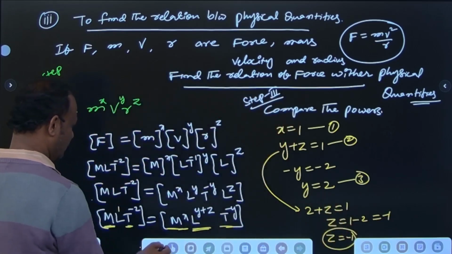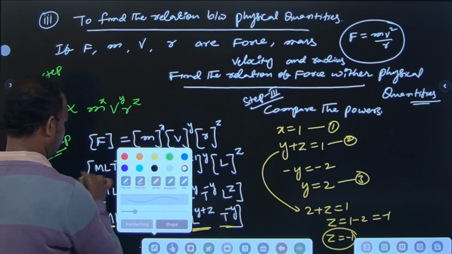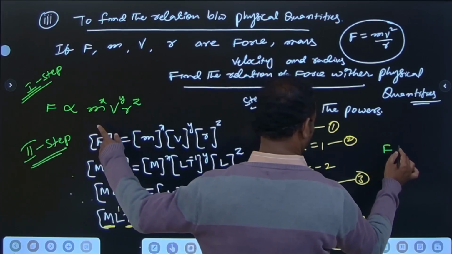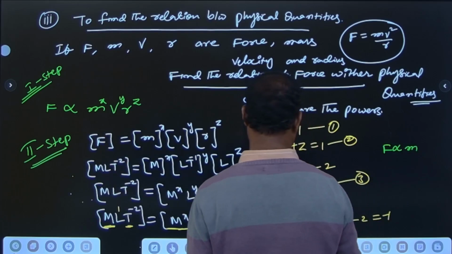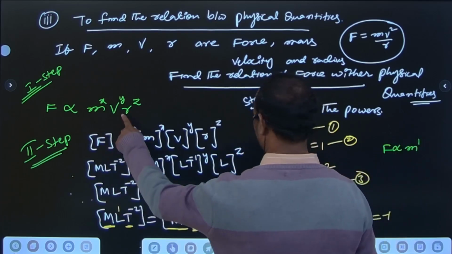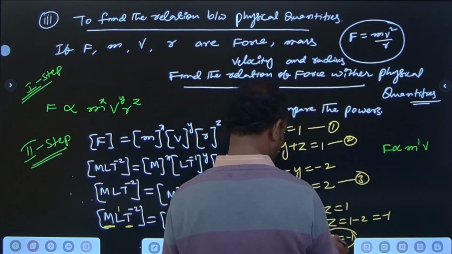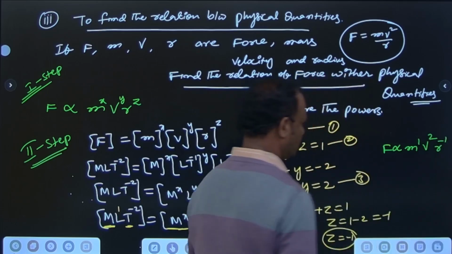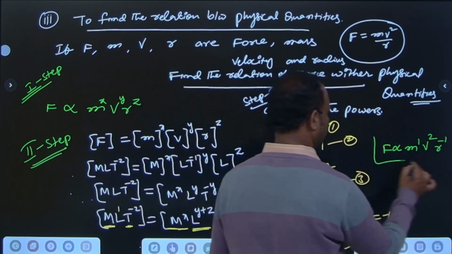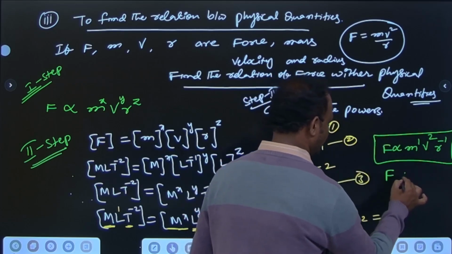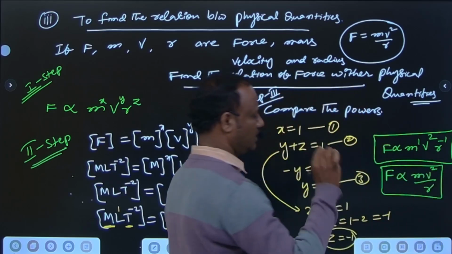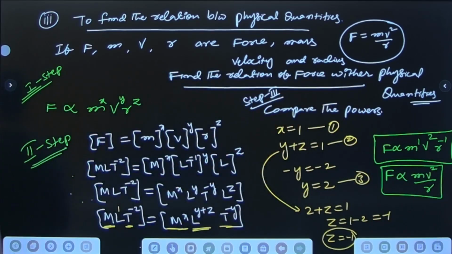Now we can write the equation. F is proportional to m to the power of x, which means 1, v to the power of y, which means 2, and r to the power of minus 1. This is my answer: F is proportional to mv square by r dimensionally. This is how to find the relation between physical quantities.